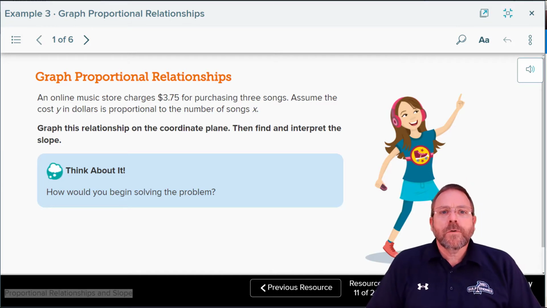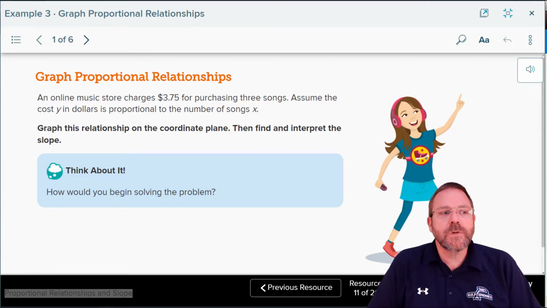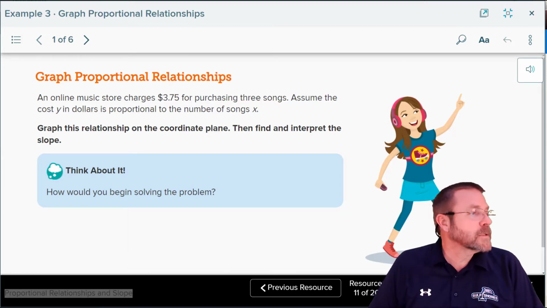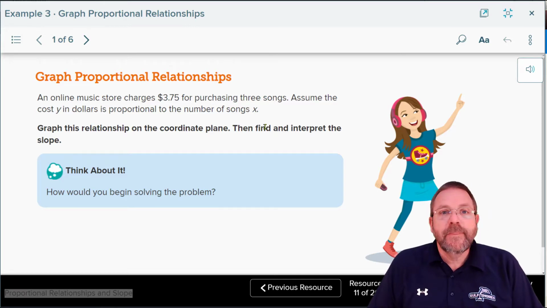Welcome back to part 2 of Module 8, Lesson 1, where we're continuing our study of proportional relationships and slope. Here we got a little disco dancer going on. It says an online music store charges $3.75 for purchasing 3 songs. Assume the cost Y in dollars is going to be proportional to the number of songs purchased X. Graph this relationship on a coordinate plane and then find and interpret the slope.